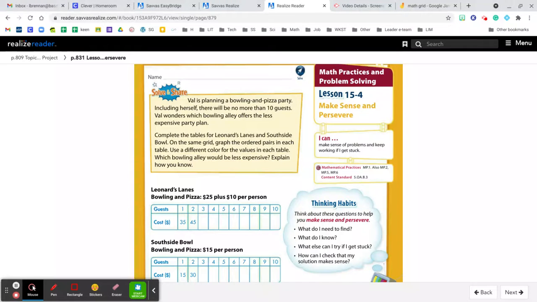Okay, we're comparing the price of 2 bowling alleys. Val's planning a bowling birthday party, including herself. There will be no more than 10 guests, so we have 10 people total. Val wonders which bowling alley offers the less expensive party.